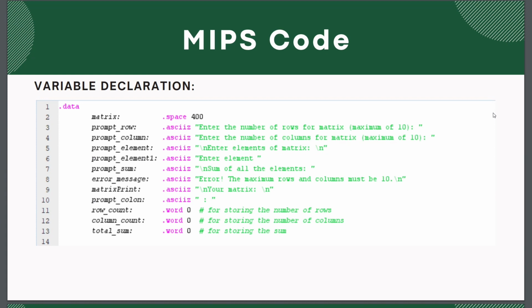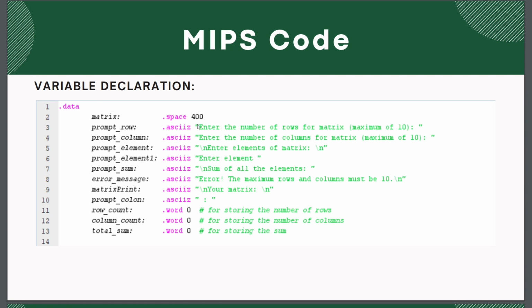Yong Jin. I will introduce the variable declaration in MIPS code for our matrix program. Basically, before we start our instruction code, we should declare our variables. At first, we should have .data. This .data means that we store the subsequent items in the data segment at the next available address. First, we have matrix, and then it has .space followed by 400. This means this matrix has reserved 400 bytes in the data segment.